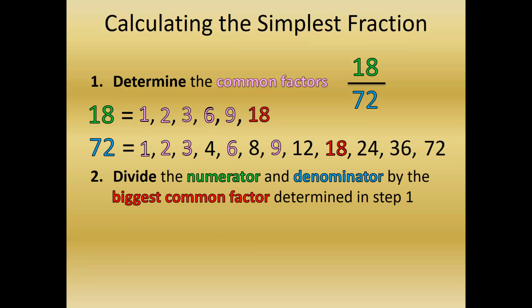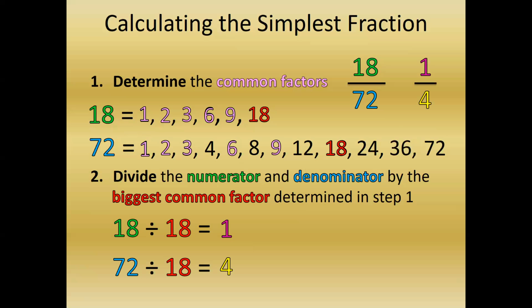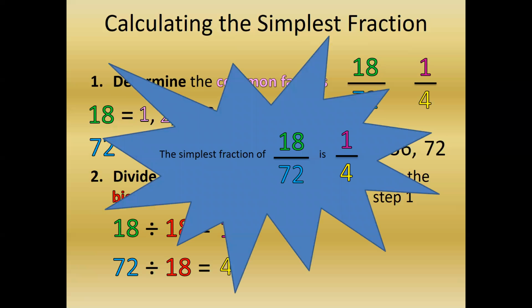18. So now we're going to go to step number 2. Divide the numerator and the denominator by the biggest common factor determined in step number 1. We said that was 18, so 18 divided by 18 is 1. 72 divided by 18 is 4. So that means 1 over 4 is our new fraction. The simplest fraction of 18 over 72 is 1 over 4.